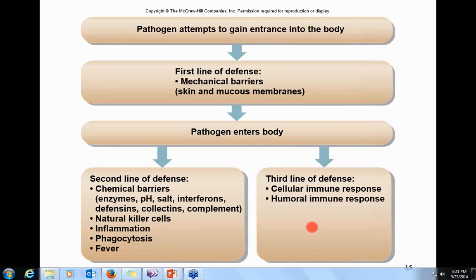Now we're going to come over here and talk about the third line of defense. The third line of defense here, this is your specific or adaptive immunity. And you have two types: the cellular immunity, and for this we're talking about T cells. And you have the humoral immune response. Humor is kind of an older word for fluid. So these are B cell response, which are antibodies. Antibodies travel through the blood plasma, hence they're humoral.